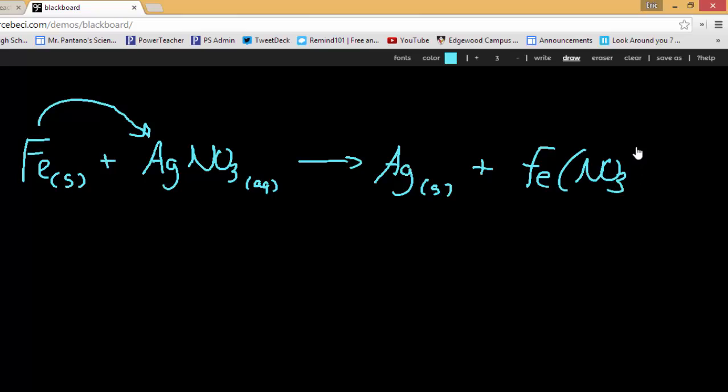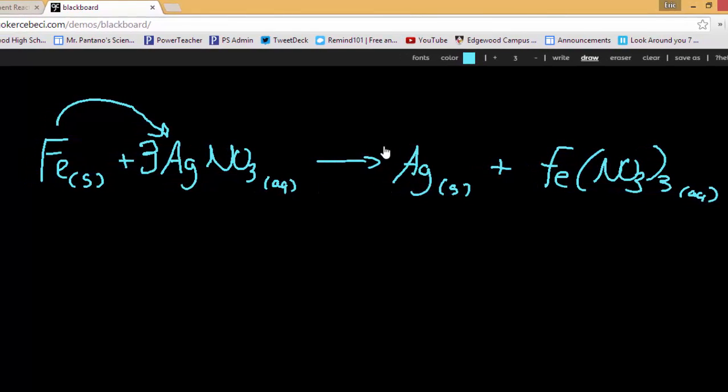That means I have to write this Fe(NO3)3, and that is a solution, aqueous. Now I have 3 nitrates here, but I only have 1 nitrate on this side. So I'm going to put a 3 in front of the AgNO3, and I'm going to put a 3 in front of the Ag to balance out my silvers. And there's my balanced chemical equation for this single displacement reaction.